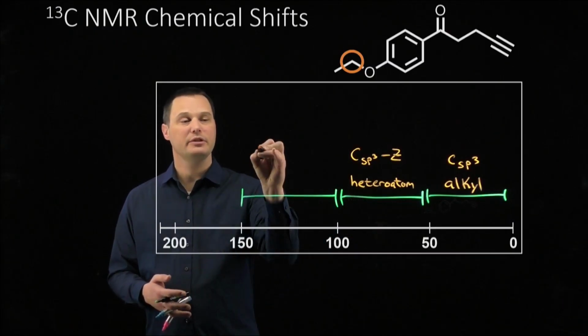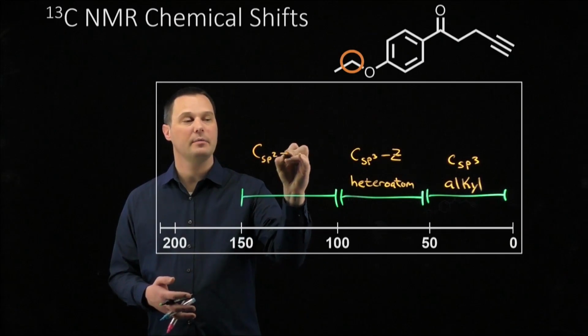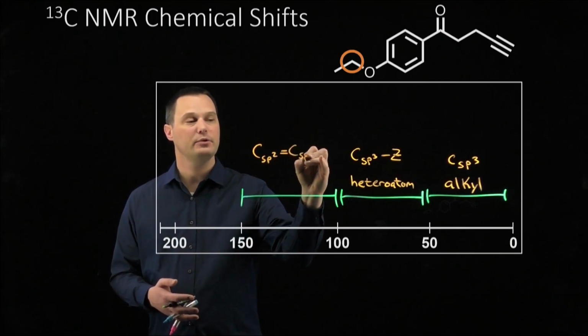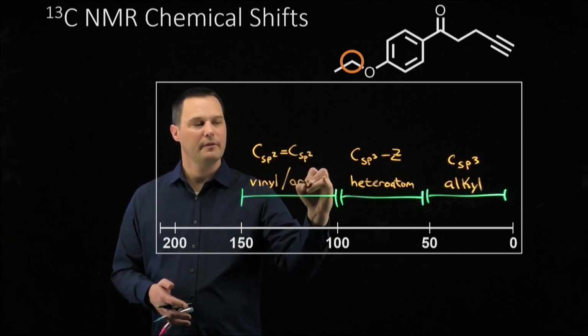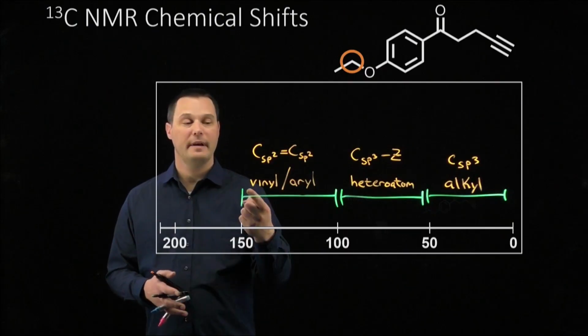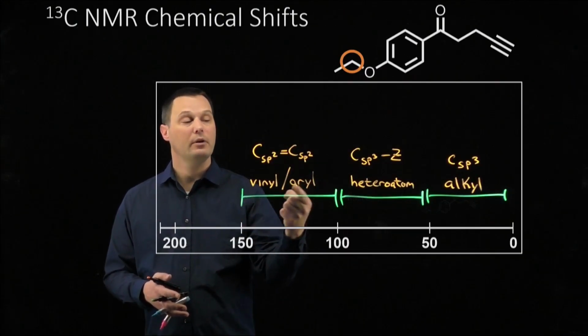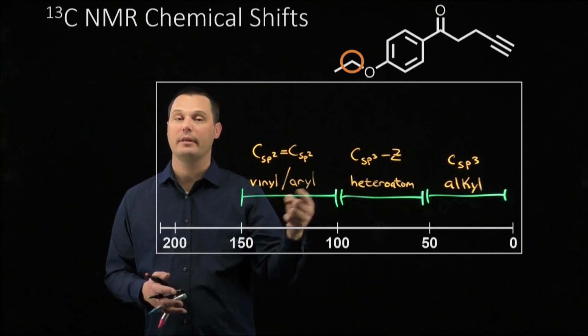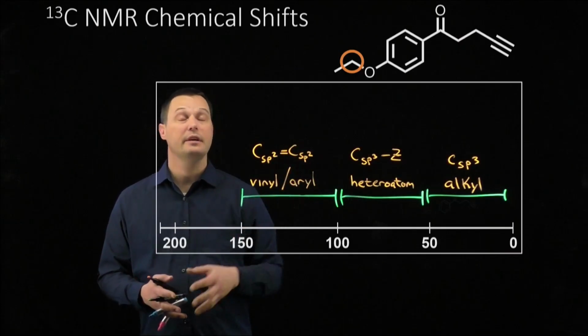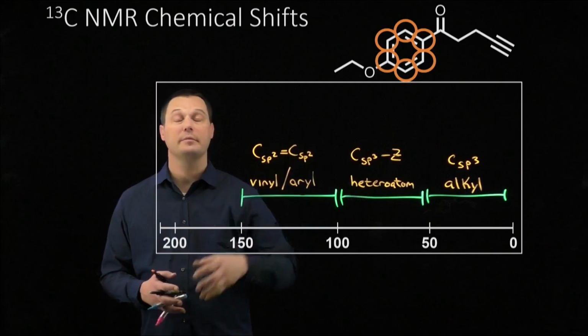The signals in this region will be for sp2 hybridized carbons doubly bonded to other sp2 hybridized carbons. These will be for vinyl or aryl type carbons. Vinyl carbons are carbons involved in a carbon-carbon double bond in an alkene. Aryl carbons are carbons involved in an aromatic ring like benzene. How many of these carbons do you see in this structure? There are 6 of these carbons in this structure.